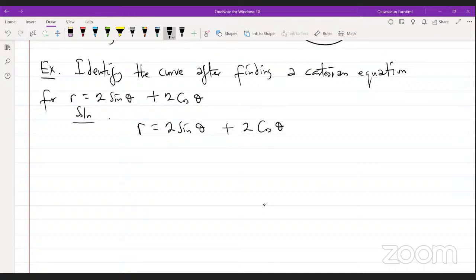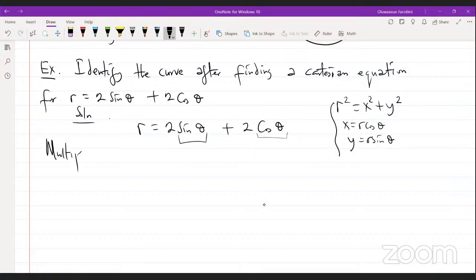Where do we start from? Keep in mind that the basic thing we know is that r squared equals x squared plus y squared, right? I want to write all the formulas that we know right now. We know that x is r cosine of theta. We know y is r sine of theta. But if you look at this side, this is just cosine of theta, this is sine of theta. So how can I introduce r? I have to multiply both sides by r, right? Because I want it to look like this.